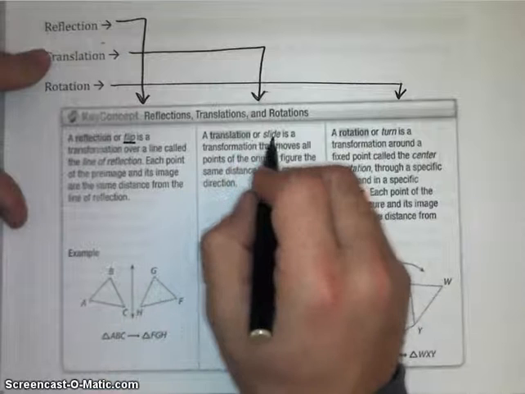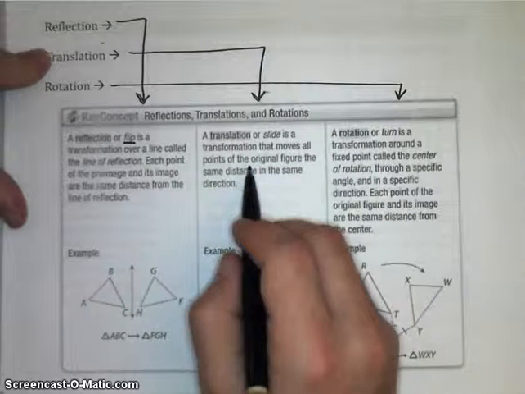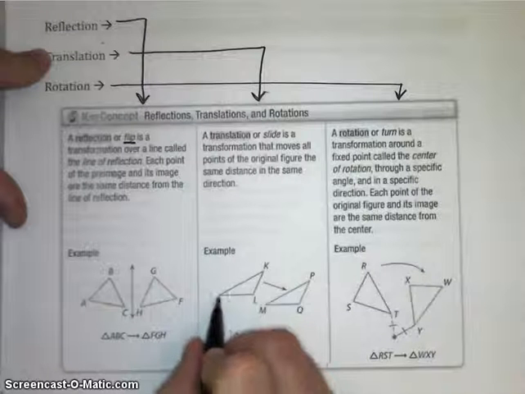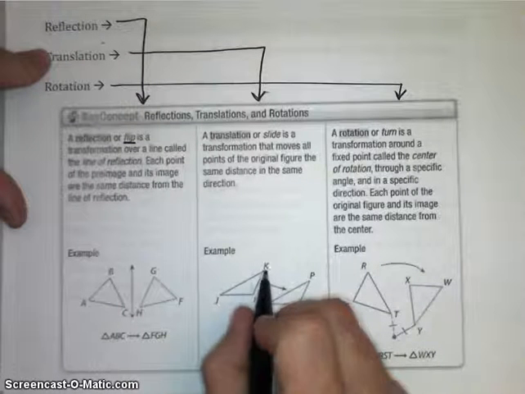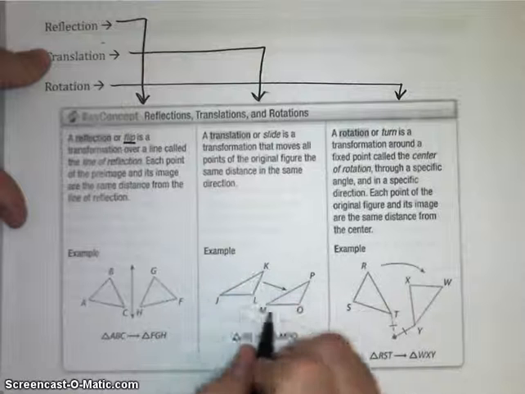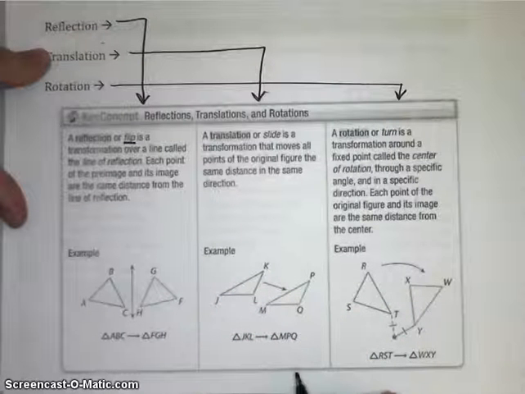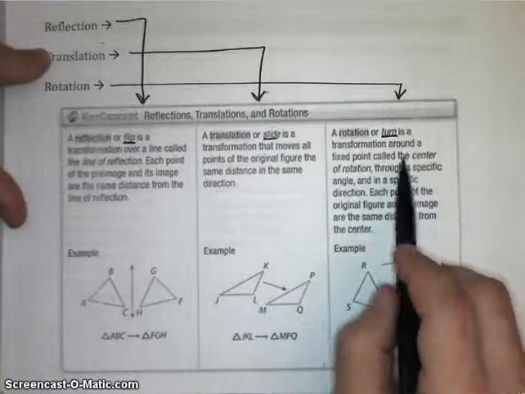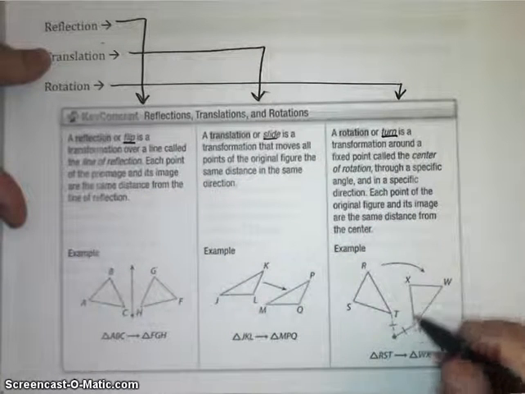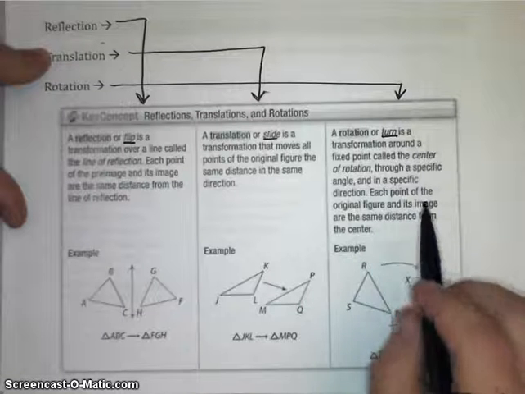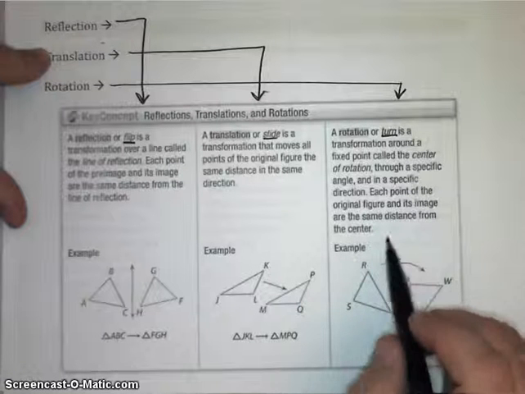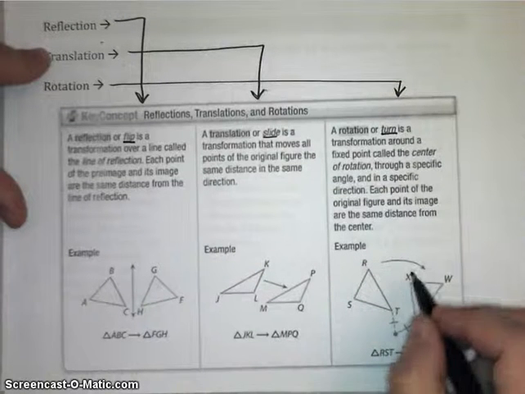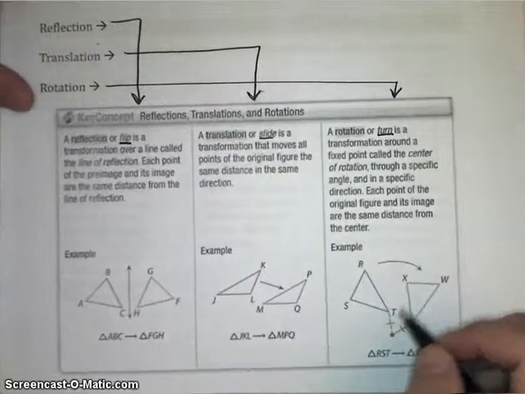A translation is also thought of as a slide. It moves all the points of the original figure the same distance in the same direction. So if I were to measure the segments connecting J to M, L to Q, and K to P, those are all going to be the same length, and those will all be parallel segments. And then a rotation or a turn is a transformation around a fixed point called the center of rotation through a specific angle and its specific direction. Each point of the original figure and its image are the same distance from the center. Okay, so each one of these is the same distance as its counterpart from that center of rotation.